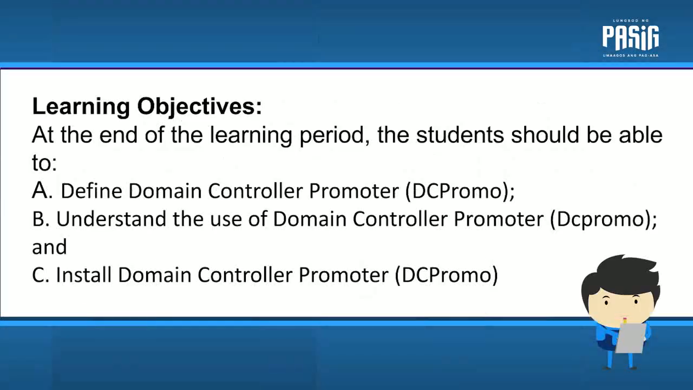Learning objectives. At the end of the learning period, the student should be able to: A. Define Domain Controller Promoter or DCPromo. B. Understand the use of Domain Controller Promoter DCPromo. And C. Install Domain Controller Promoter.